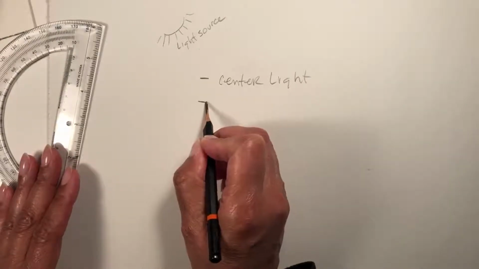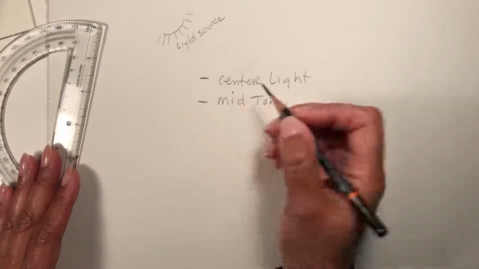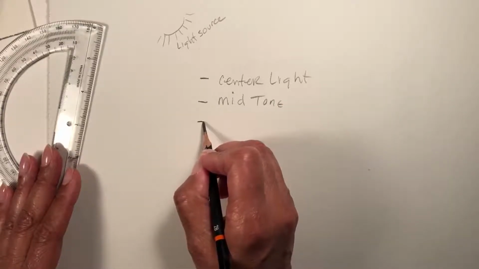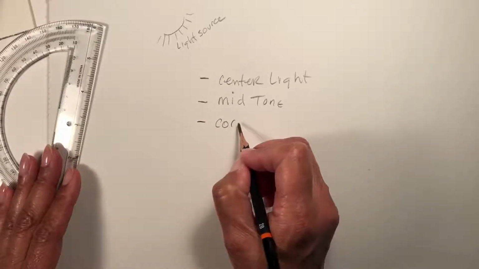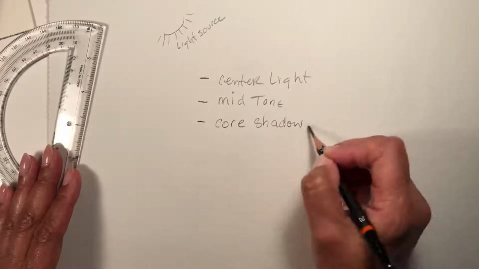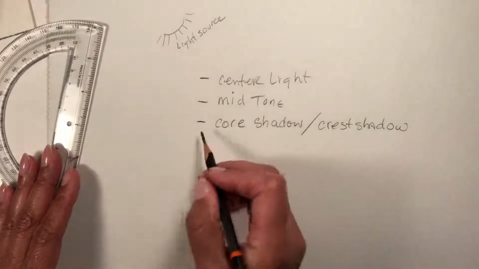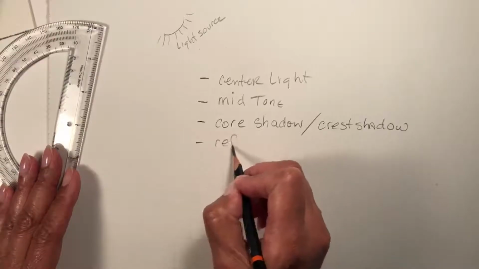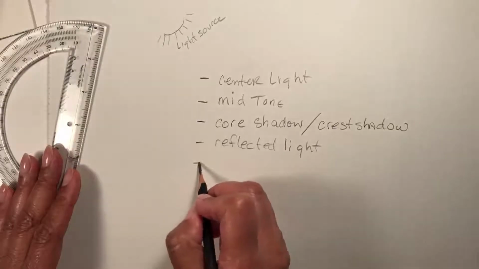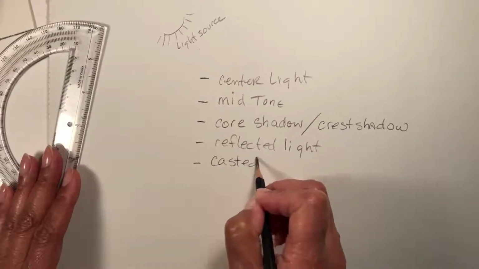The second thing you're going to have is what is called a midtone. And I verbally identified those things to you as I was creating the sphere. So I'll write them down too, so you can actually have a visual of the word. The third one is called core shadow, or it's called crest shadow. And then the fourth one is reflected light. Fifth one is casted shadow.